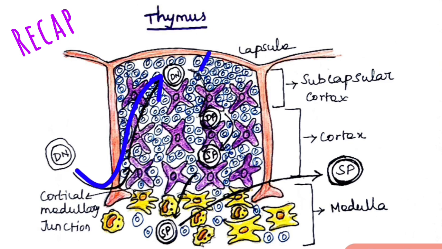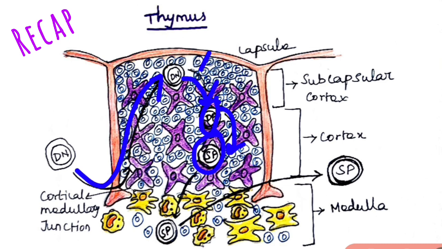Your T cell precursors are double negative cells, and once they enter the subcapsular cortex, T cell proliferation takes place and there will be generation of the T cell receptor. Then once the T cell receptor is formed, these double negative cells start to express both CD4 and CD8 glycoprotein on the cell surface, so they become double positive cells. These double positive cells undergo positive selection in the cortex and start to express either CD4 or CD8 glycoprotein on the cell surface. These cells are known as single positive cells.